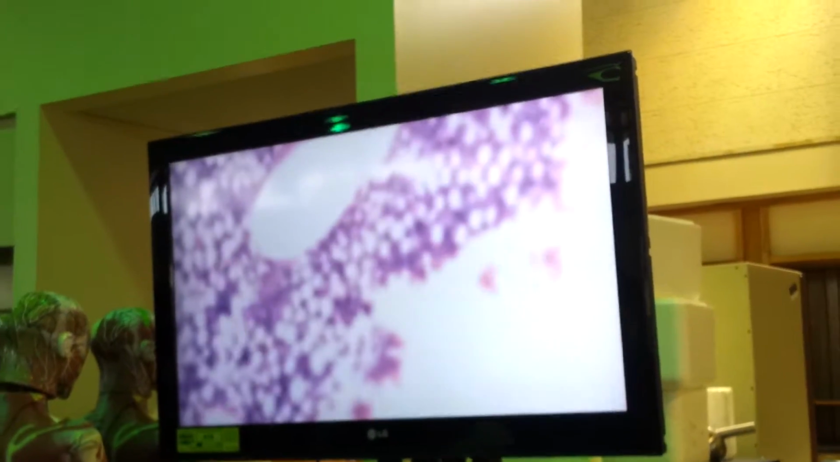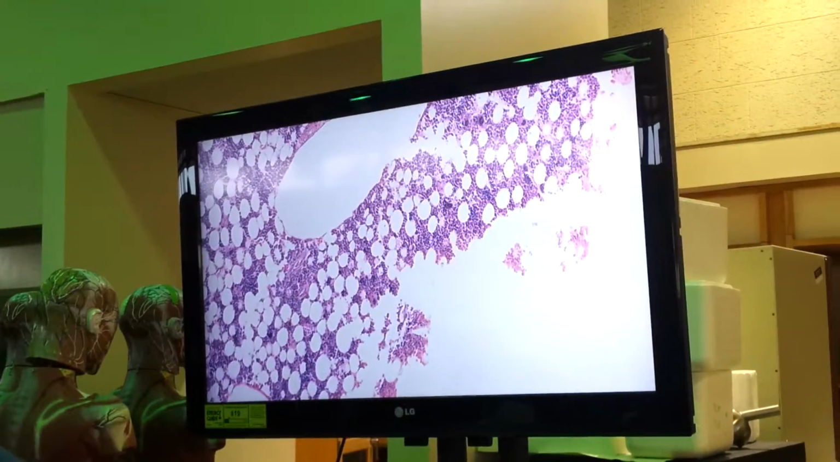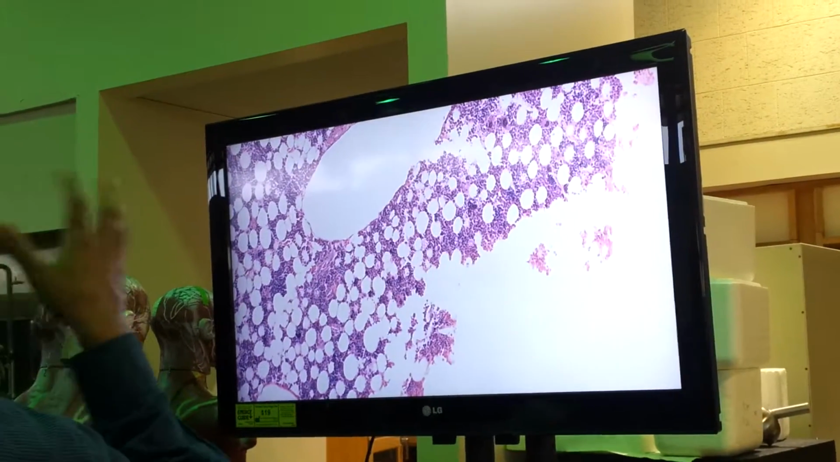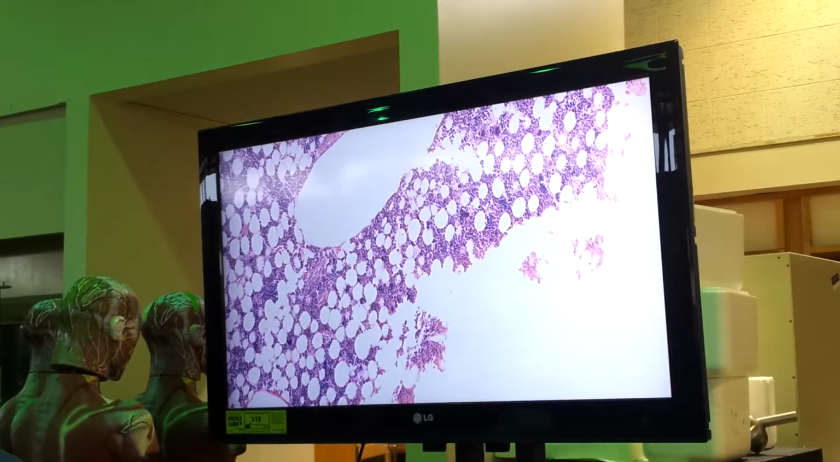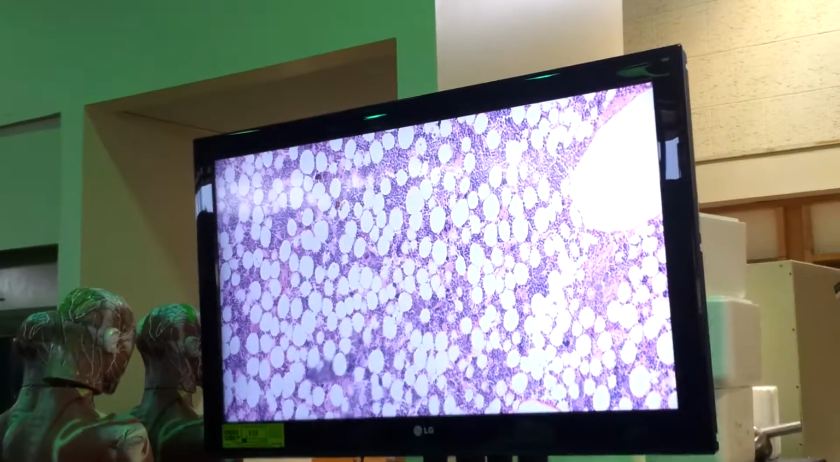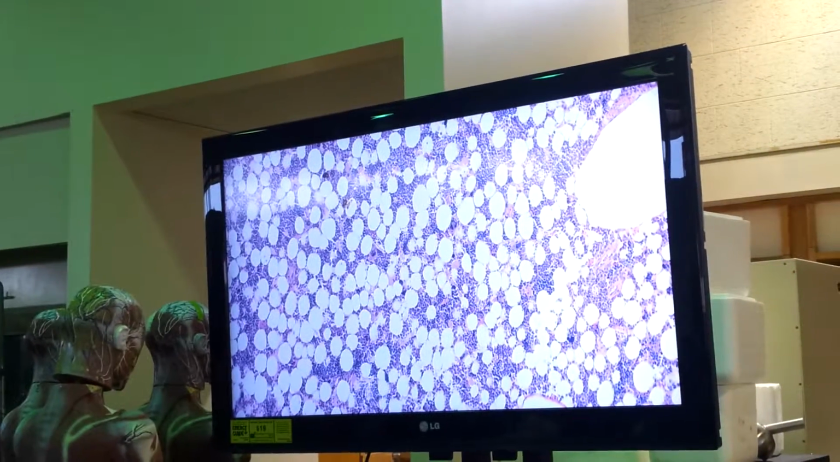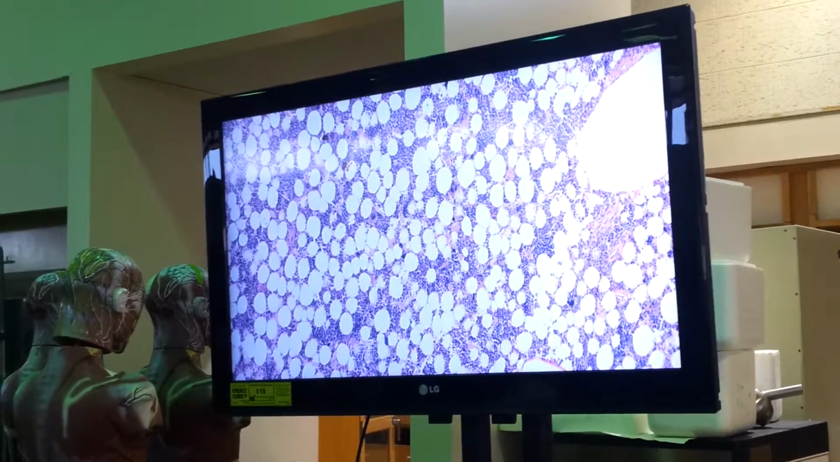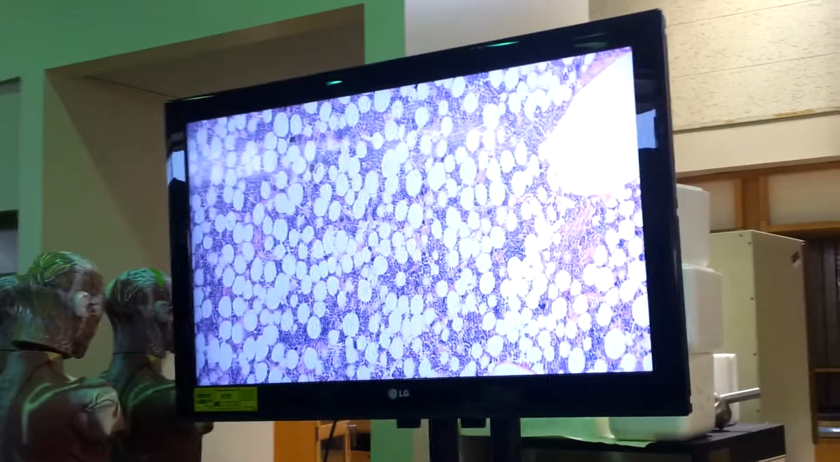Now we focus more on the bone marrow. This slide says bone marrow. In this bone marrow, this is the part I was showing you earlier, right? Spaces in bone marrow. And in this bone marrow, you need to identify first that this is bone marrow. This is red bone marrow. First you have to identify this part.